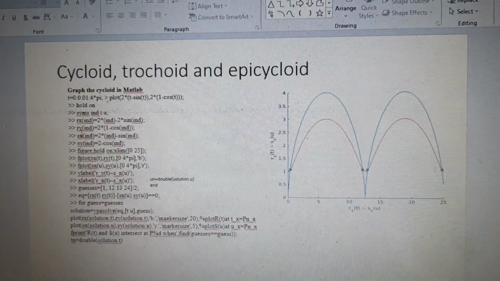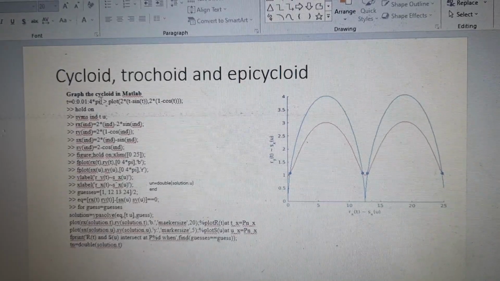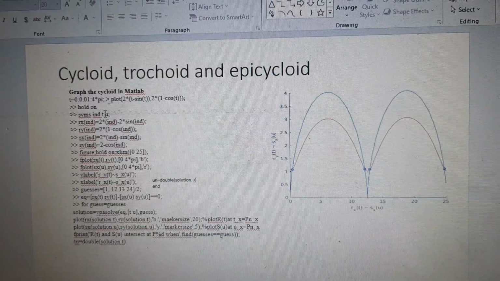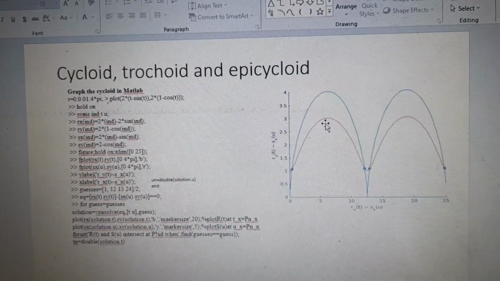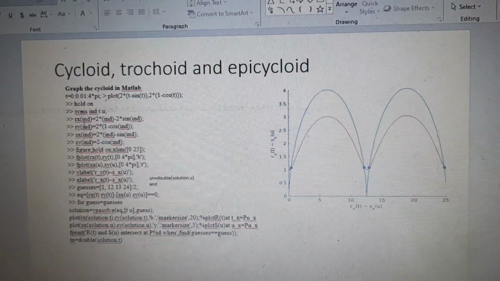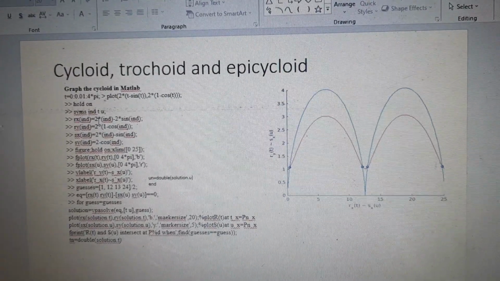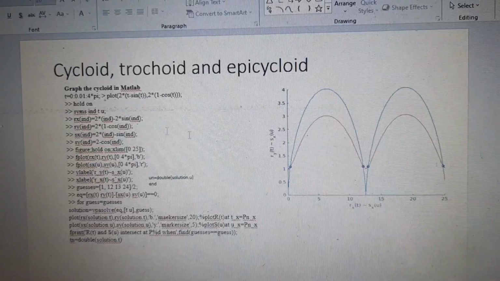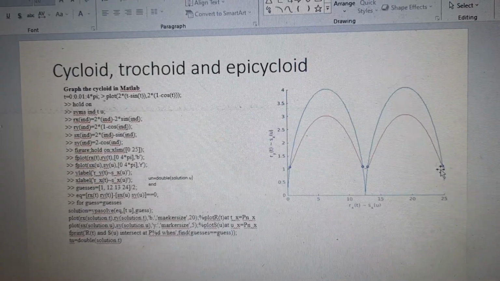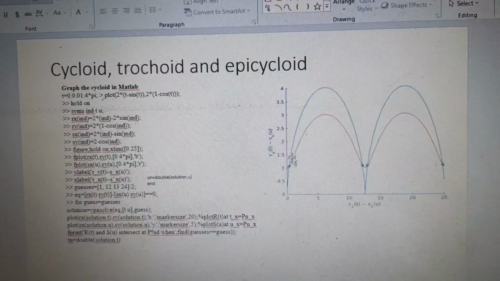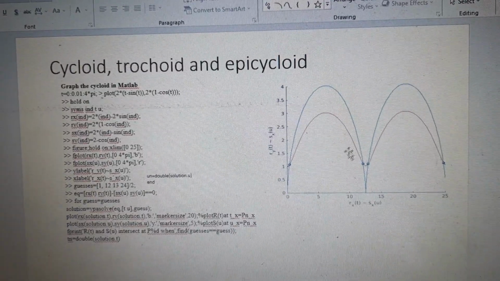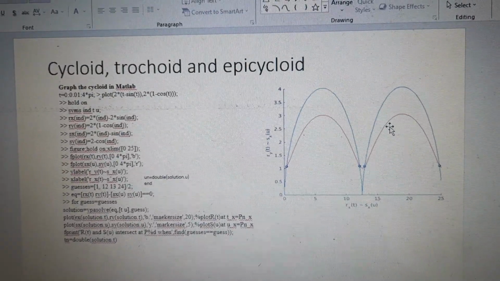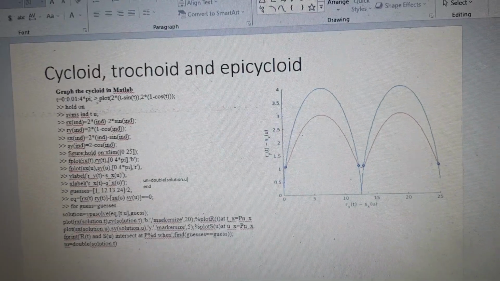At first, define t, which is from 0 to 4 pi, and then after plotting, hold on these figures. Here t and u are the variables which are defined. Then these 4 points, 1, 2, 3, 4, are the points which intersect the trochoid and cycloid. The trochoid and cycloid are colored in different colors, red and blue. So this is given here.